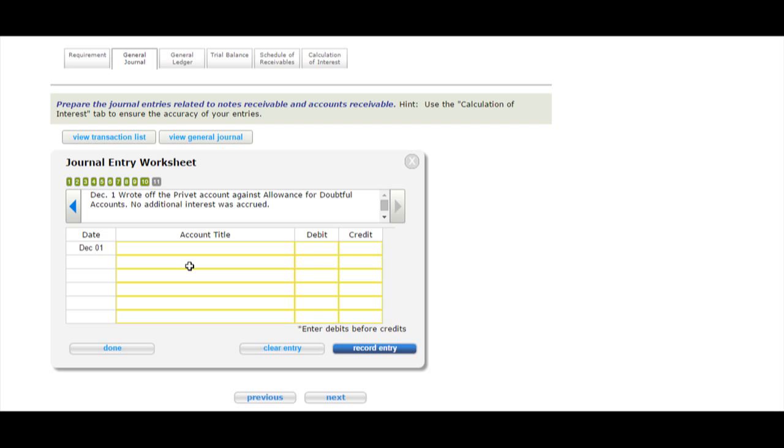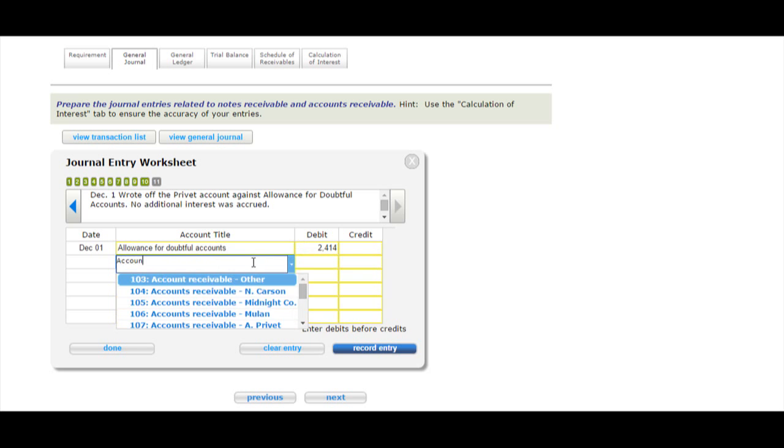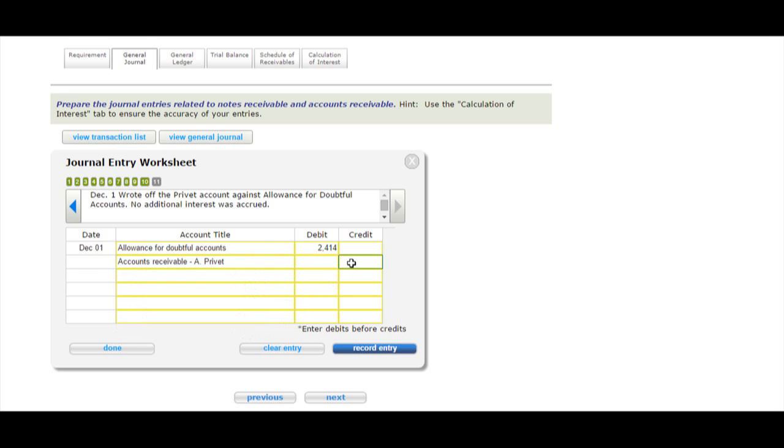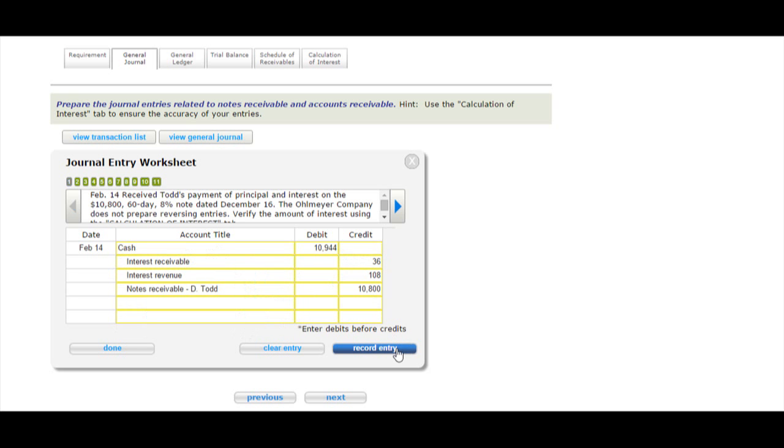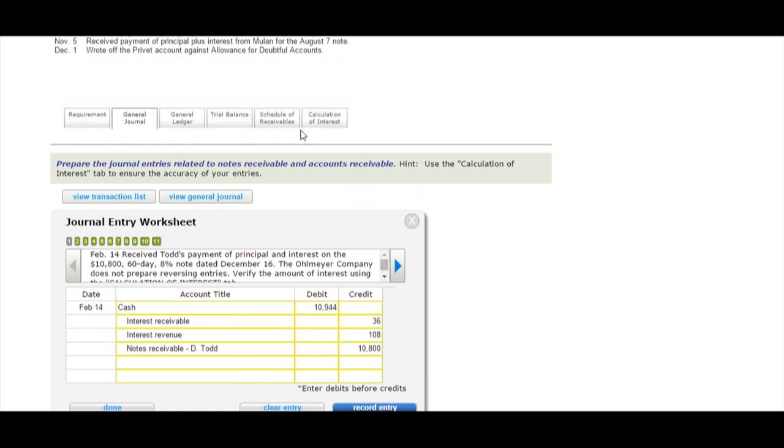And finally, on December 1st, they write off Privet's account, debit the allowance, credit the account receivable for $24.14. You can check the interest numbers by plugging them into the last tab.